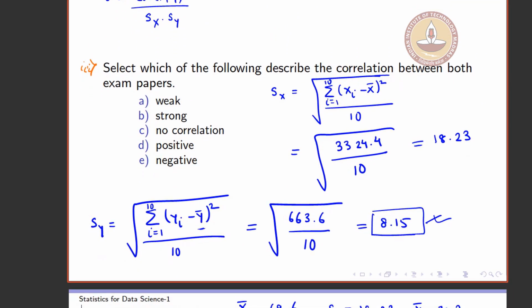Now let's look at the options. Since R is minus 0.69, it is not positive, so this is wrong. Negative is correct. There is no correlation, that is not true, because it is minus 0.69, it is not 0, so this is also wrong. But since the value is 0.69, we cannot say whether it is weak or strong, so the only correct option here is negative. So this option is correct.